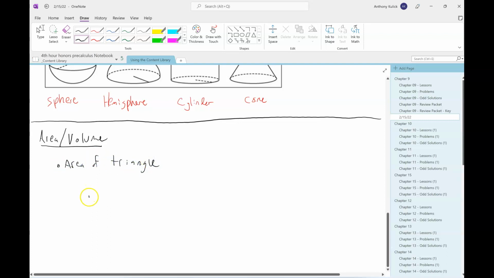So the area of a triangle, what is that? Great. Or, if we're back a chapter, not a chapter, 2 chapters. Oh, how quickly we forget. 1/2 AB sine C, right?